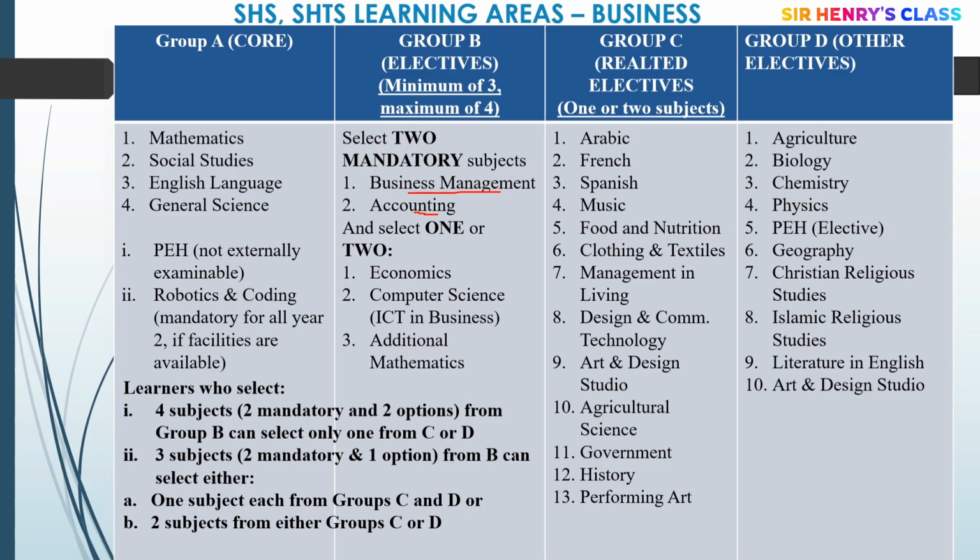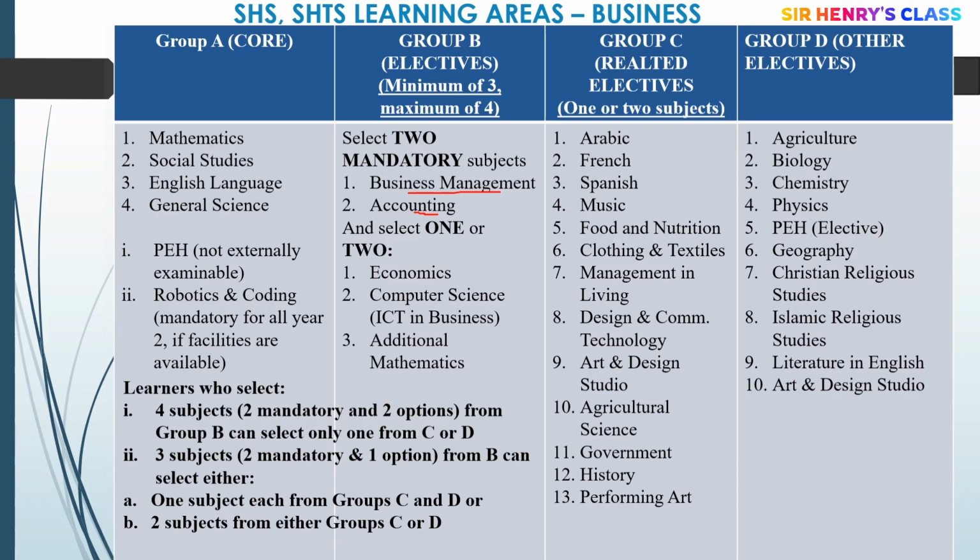Now when you come down here you choose either one or two. It could be a cons, computer science, additional maths. Then we come to the related electives. You choose either one or two. And then we come to the other electives where you can also choose either one or two.